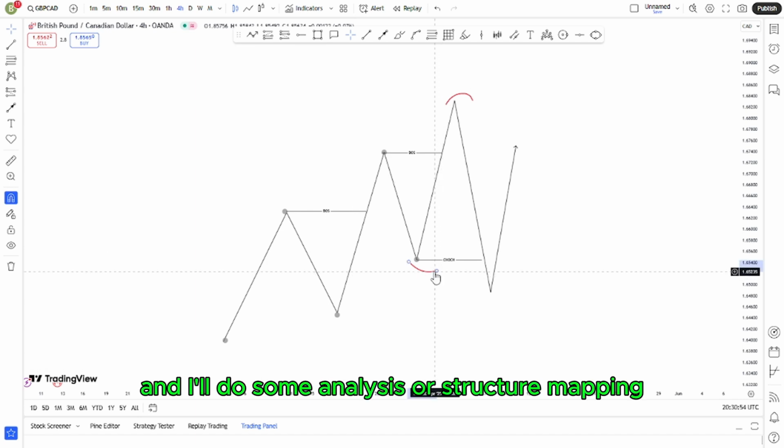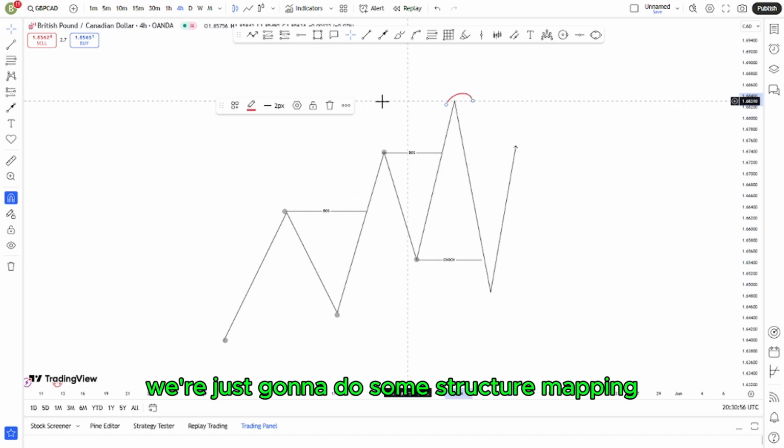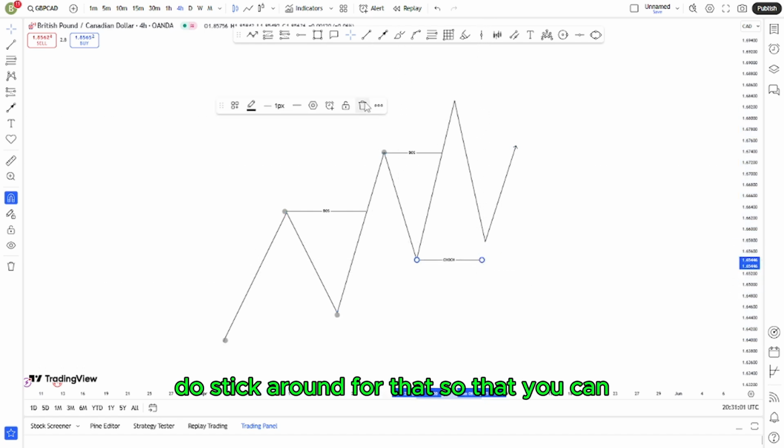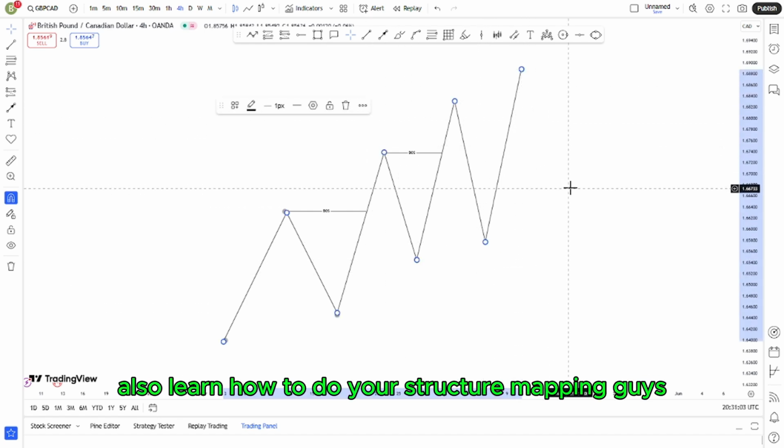And I'll do some analysis or structure mapping. We're just going to do some structure mapping before the end of this video. Do stick around for that so that you can also learn how to do your structure mapping, guys.